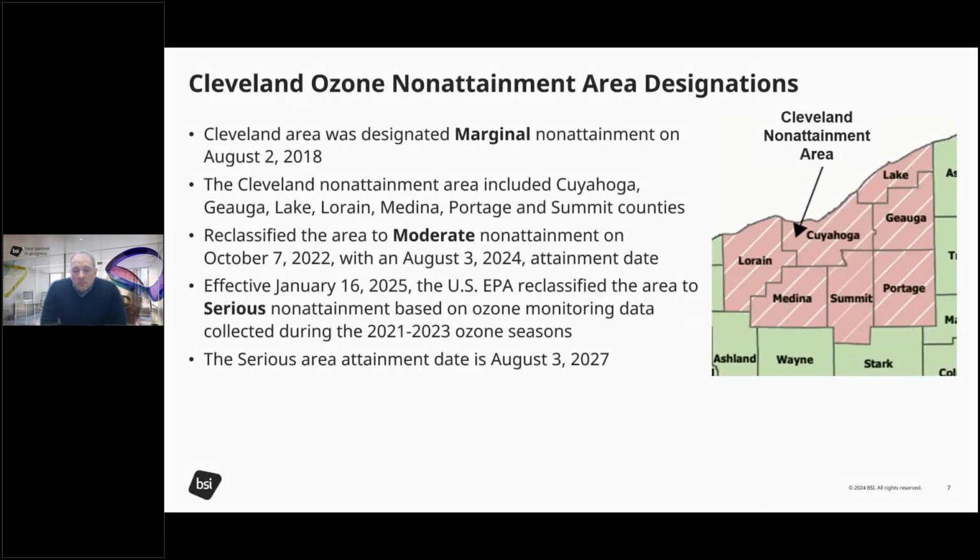So based on monitoring data collected from '21 through '23, the Cleveland non-attainment area failed to meet the 2015 standard and was reclassified as serious non-attainment effective last Thursday. So the serious area attainment date is now August 3rd, 2027. So that's the next step in the process.